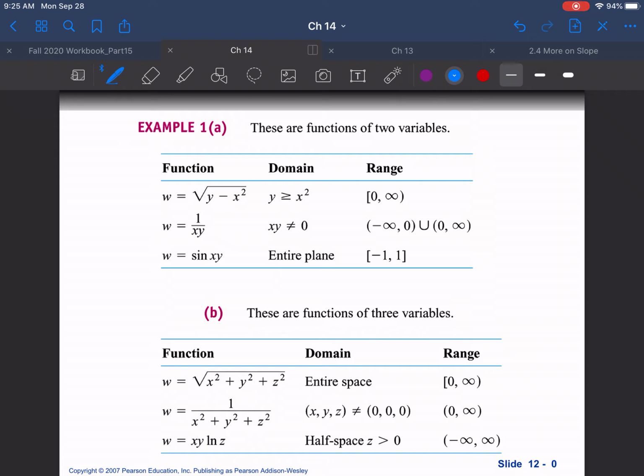Below that, we have similar functions, but of three variables: the square root of x squared plus y squared plus z squared. We can put any numbers we want in there. They're not going to give us any negatives, because anytime you square them, they all become positive. So it's always the sum of three positive numbers. Take a look through those.